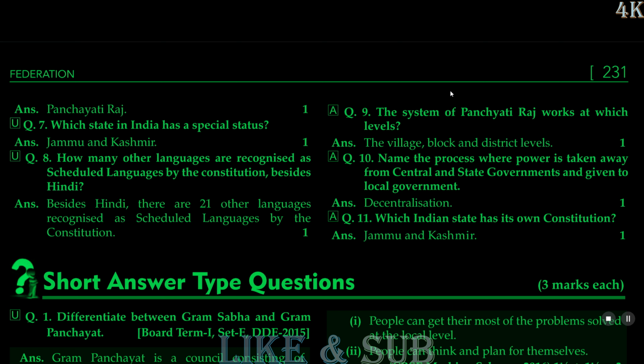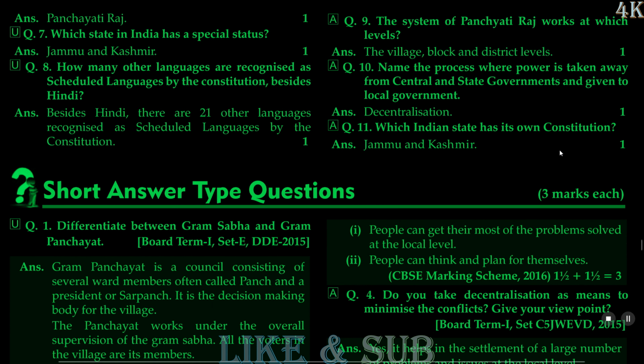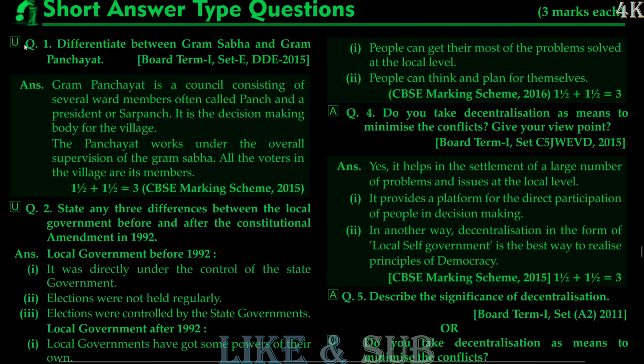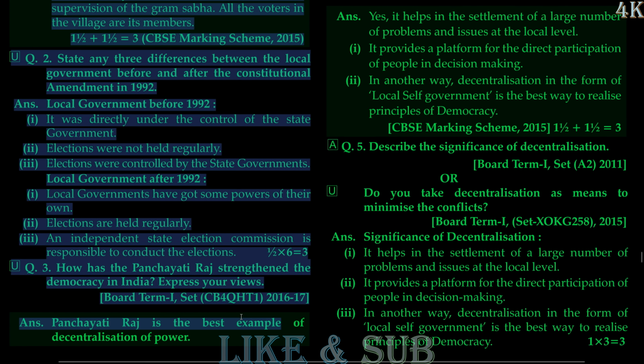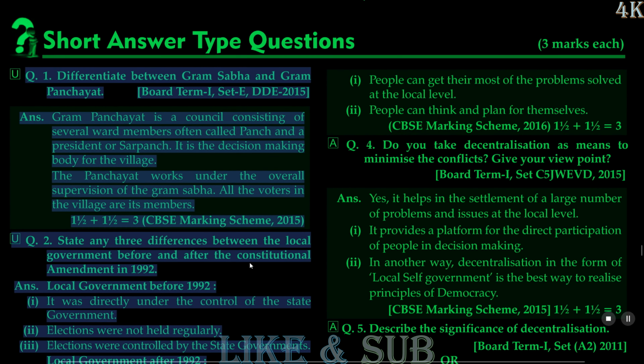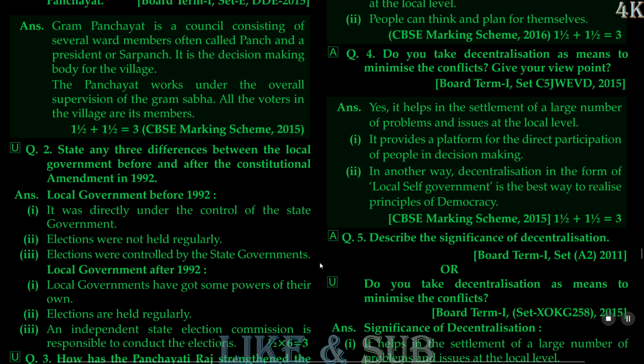1. 10. Name the process where power is taken away from central and state governments and given to local government. Answer: Decentralization. 11. Which Indian state has its own constitution? Answer: Jammu and Kashmir. 1. Differentiate between Gram Sabha and Gram Panchayat. Board Term I, DDE 2015.